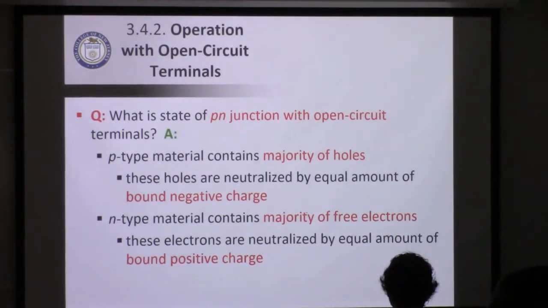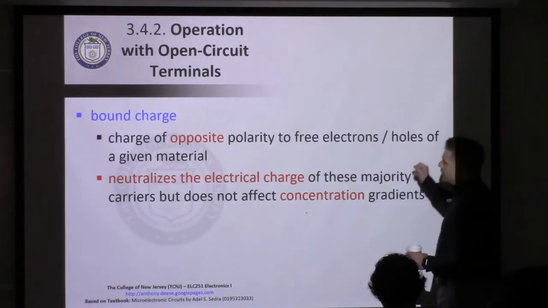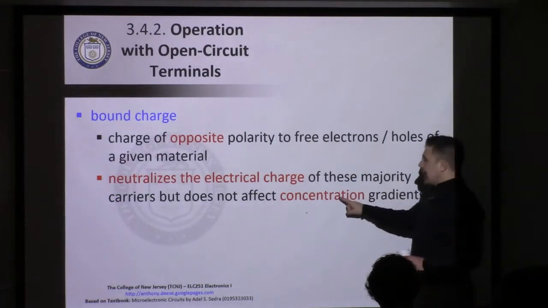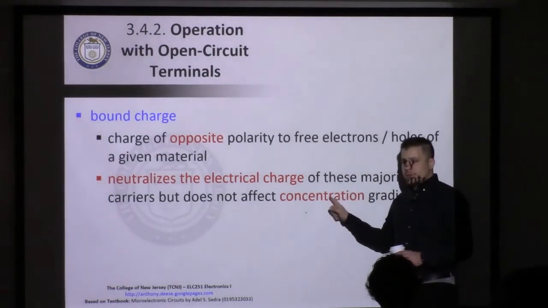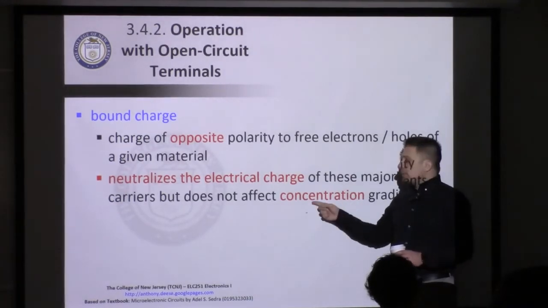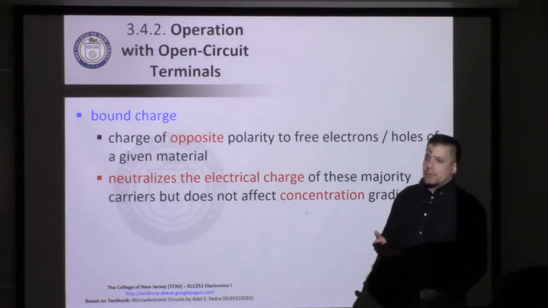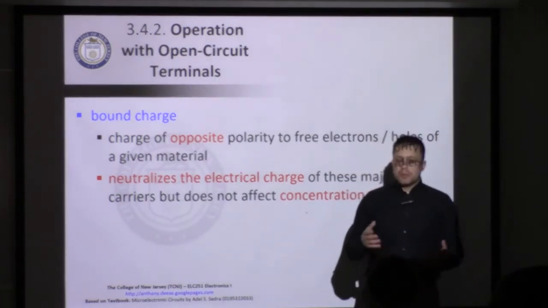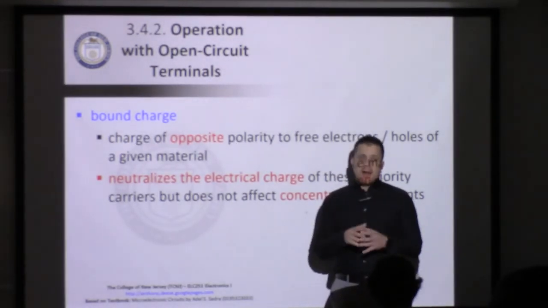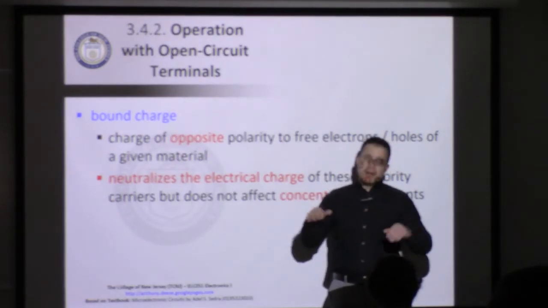So what is a bound charge? It's a charge of the opposite polarity to one of our majority charge carriers. It neutralizes that electrical charge. It does not affect the concentration gradient, which we'll see in a second. It's not subject to diffusion force. It does not recombine with the majority charge carrier. One example or analogy I often give is it's sort of like the icing on a cake. Okay, it's there, it's close by, but the icing, right, can't go into the cake. It's just sort of this layer that lays on top.